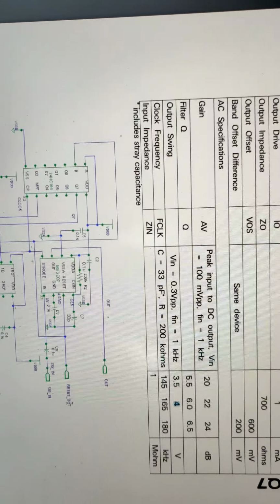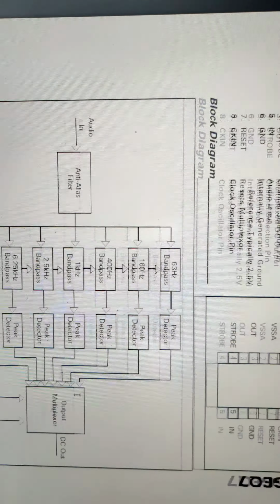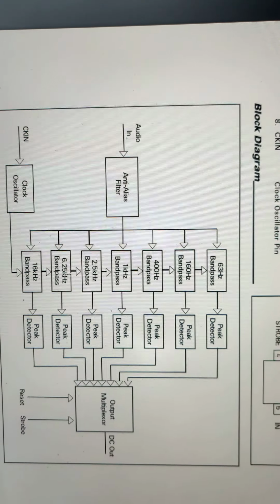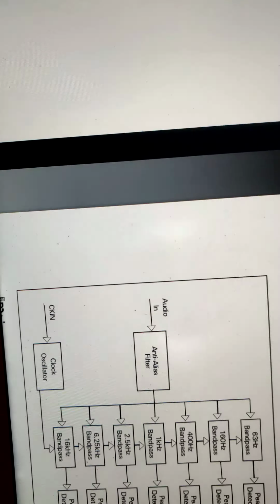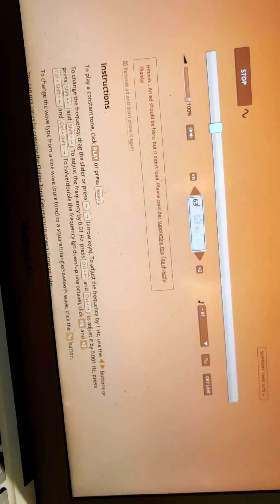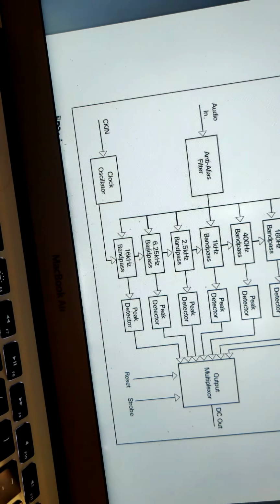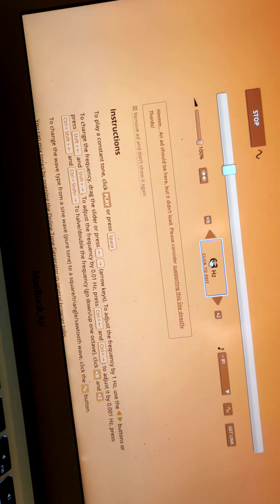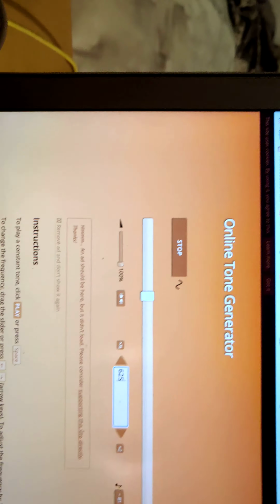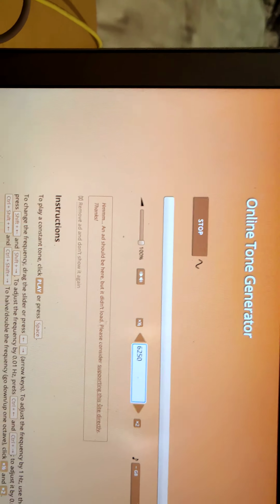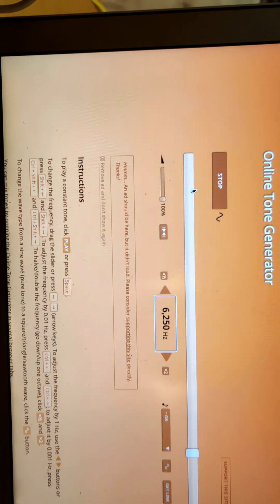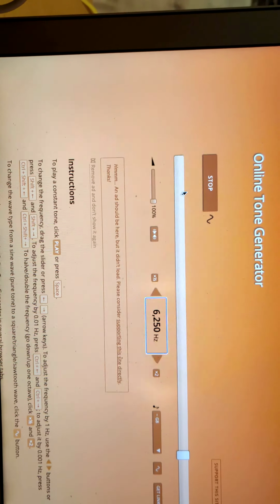Let's try 1K. I don't want to do 1K. Let's try 625. So let's go to my function generator. This is an online function generator that I'm using. So what was the value? We said 6250. Okay. Lovely.